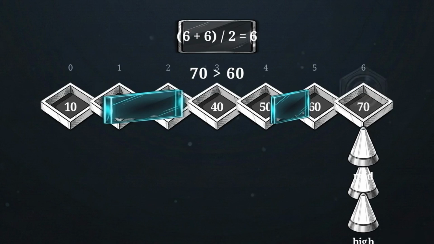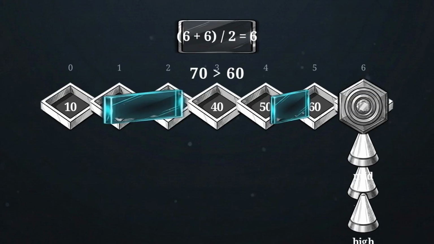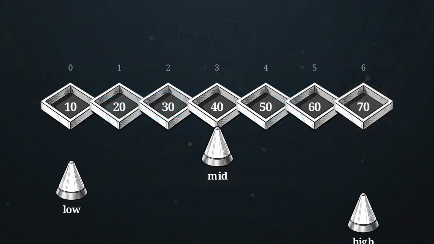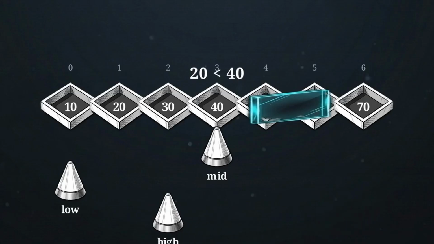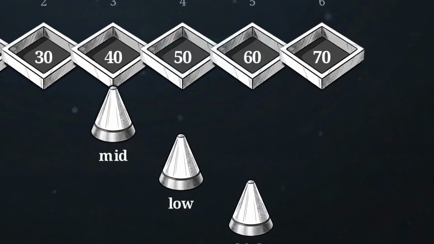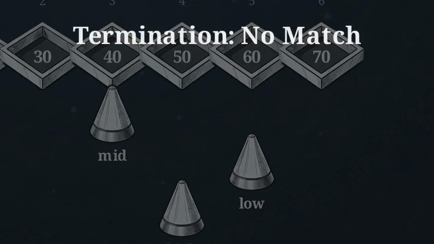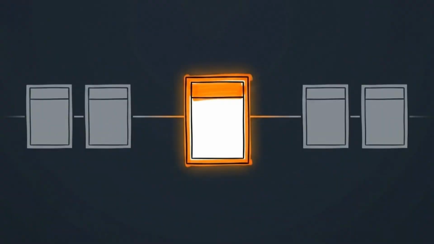If our target had been smaller than the midpoint, the algorithm would have moved the high boundary left instead of moving the low boundary right. If the target isn't in the list, these boundaries eventually cross each other. When low becomes greater than high, the search terminates without a match. This mechanical boundary shifting causes the search space to collapse geometrically until only the target remains.